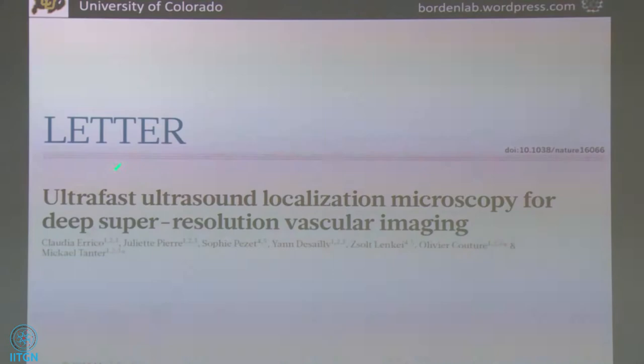And it's work by the French group, Institut Langevin in Paris, particularly led by Mickael Tanter, Olivier Couture, and Claudia Errico. The title of it is Ultrafast Ultrasound Localization Microscopy for Deep Super-Resolution Vascular Imaging. And a key word here is localization.